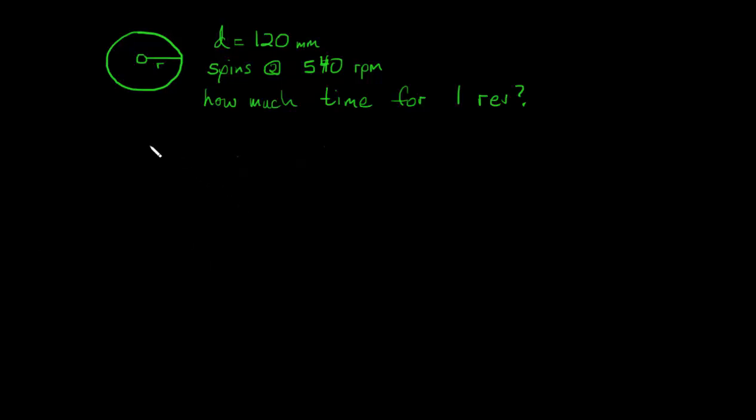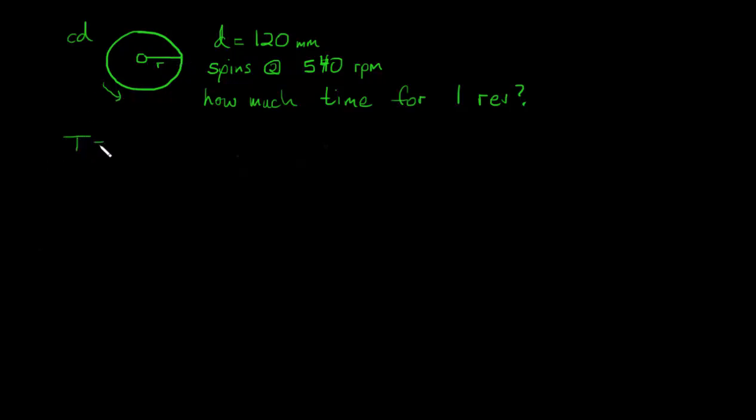All right, so let's work through an example. Let's say we had a CD and a CD player, and this thing is spinning around, we'll say in this direction. The diameter, all the way across, is 122 millimeters, and it's spinning at 540 RPMs. So the first question we can ask is how much time does it take to do one complete revolution? To do that, the time it takes is the period.